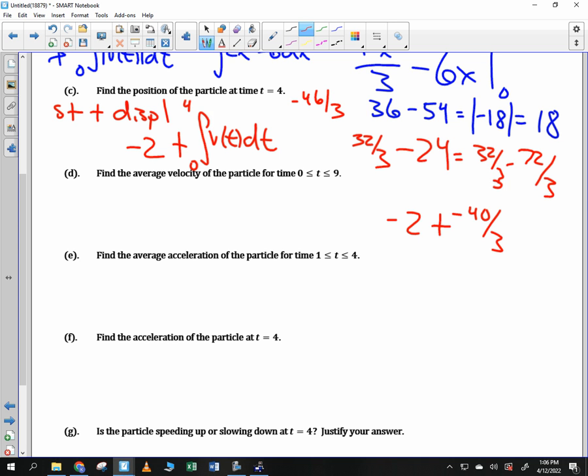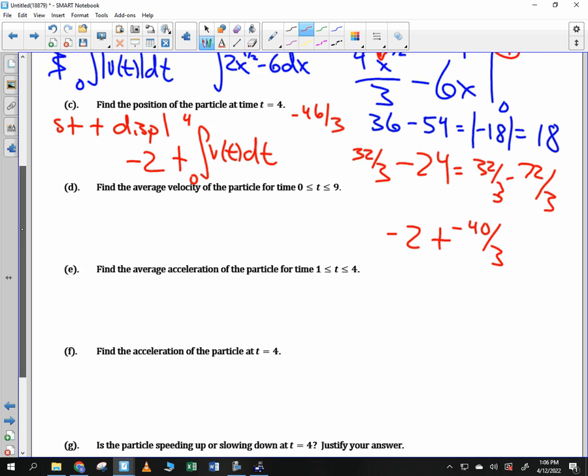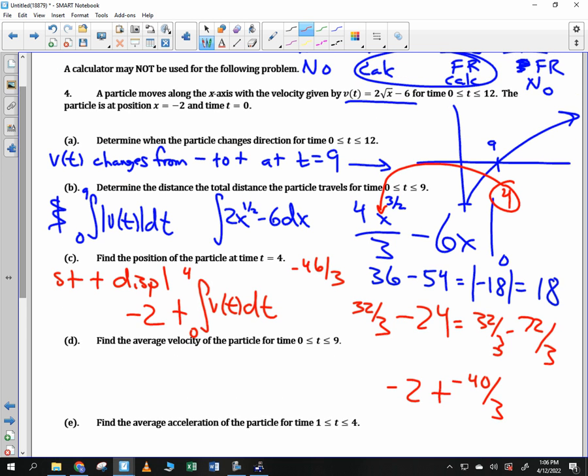That's its current location. You can tell it's a little bit different when you don't get your calculator, right? I bet you're looking forward to the time where you get your calculator, aren't you? All right, find the average velocity of the particle from time equals 0 to time equals 9. How do I determine the average velocity if I'm given the velocity function?